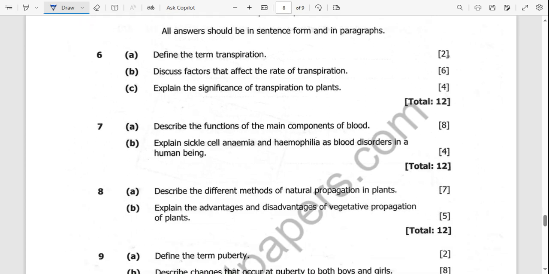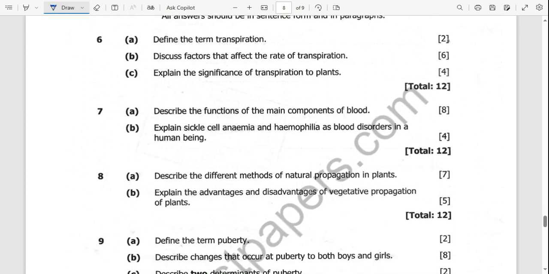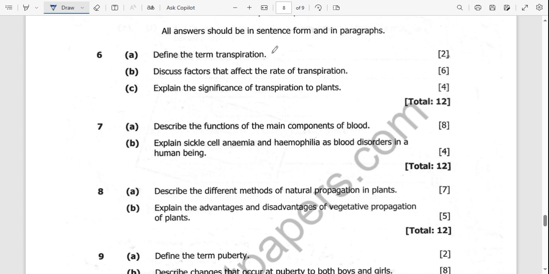And then the others, these are now essays. Define transpiration. Discuss factors that affect the rate of transpiration. Significance of transpiration. Functions of the many components of blood. So what are the things in blood? You have blood cells, red blood cells, white blood cells. You have proteins, plasma, which is the liquid part. Explain sickle cell anemia and hemophilia. In sickle cell anemia, the blood cell has lost its concave shape. Hemophilia also, you get to explain it.